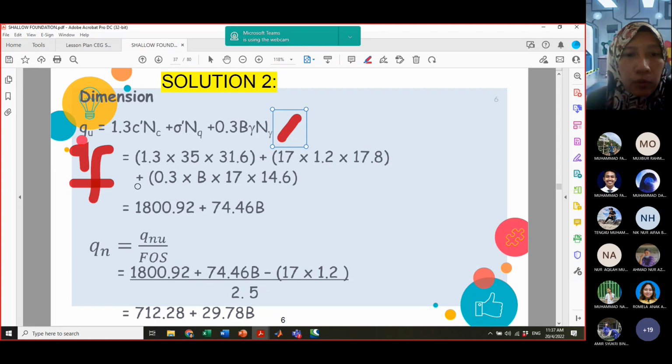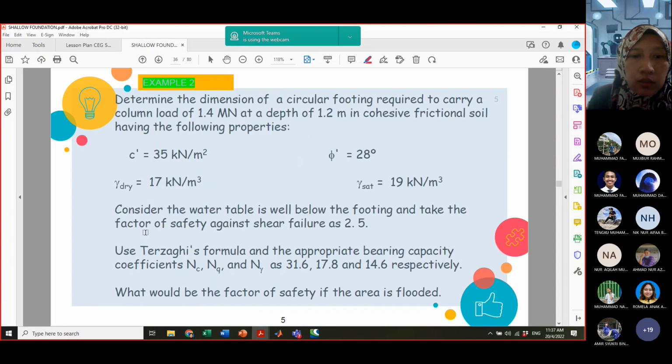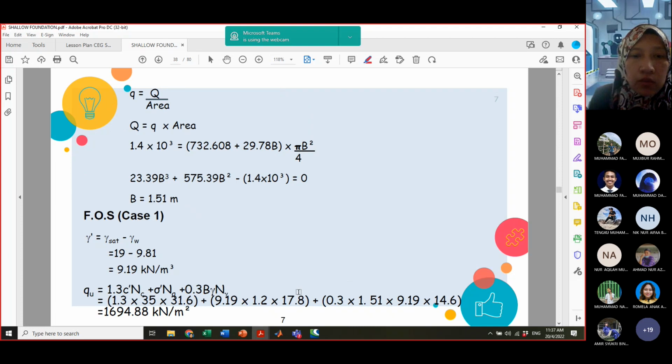Okay, after you have obtained the B size, and then you want to determine, because the next one asking you what would be the factor of safety if the area is flooded. So yang ni yang dimaksudkan, you have to recalculate the new ultimate bearing capacity considering the effect of the water table at the ground surface. Maknanya dia akan terkesan pada term number 2 dan juga term number 3.